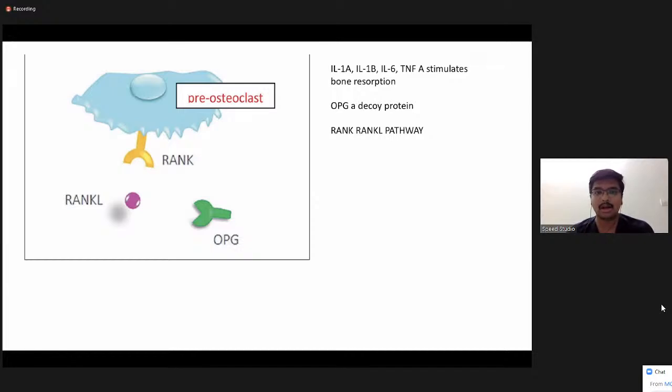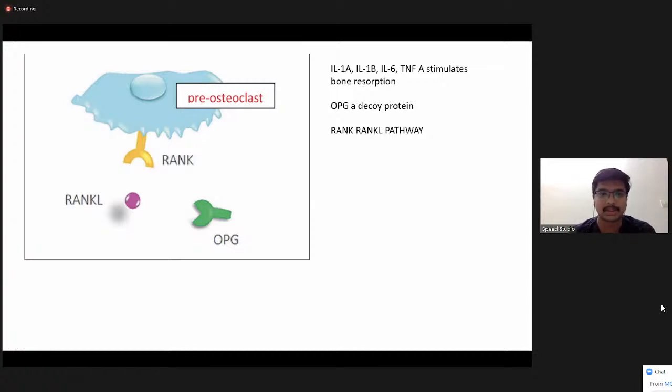So what are the molecules that are going to promote the combination of RANK-RANKL? Interleukin 1 alpha, 1 beta, interleukin 6, and tumor necrosis factor alpha stimulate the bone resorption, while OPG is a decoy protein, which is mimicking RANK and tries to capture RANKL. So this is a very small depiction of what is happening on a very large scale.